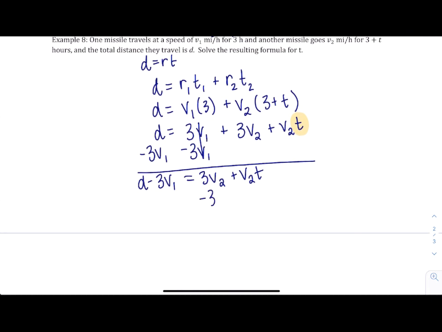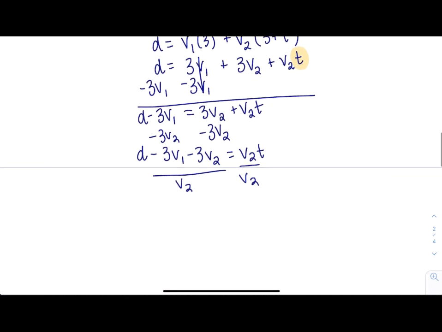Since we're solving for t, I do not need this 3v2, so I will subtract it. We don't have common terms. v1 and v2 are different, so we will have d minus 3v1 minus 3v2 equals v2t, and the last step to get t by itself is to divide by v2, and that's going to be divided on everything there on the left. And so time is going to equal d minus 3v1 minus 3v2 divided by v2.